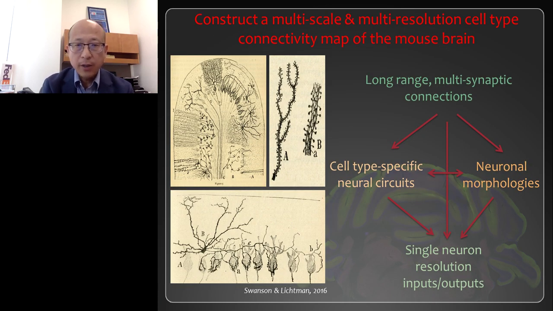So our work is the same thing. We focus on several different aspects. We systematically map long-range connections from different brain regions. And in each individual brain region, we try to catalog different cell types based on their neuronal morphology and also define their cell type-specific neurocircuitries. All of this work will hopefully lead to our ultimate goal to understand how these different neuronal cell types and also single neurons, their input-output organizational principles.